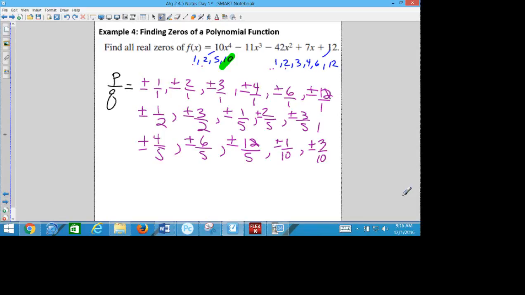Okay. What this is telling us is these are all the possible solutions. All the solutions are in there somewhere. How many solutions are there? No, how many real solutions are there? 4. So all 4 answers are somewhere in here.